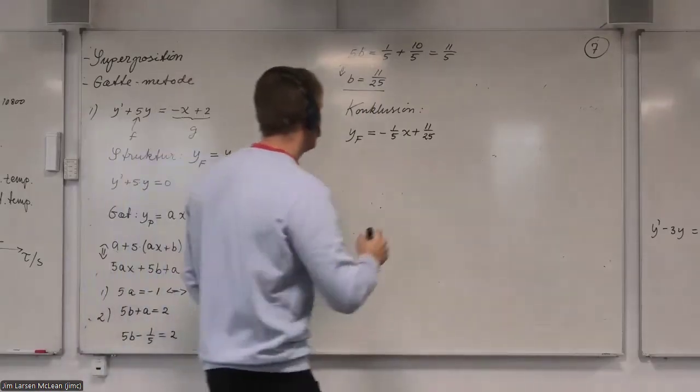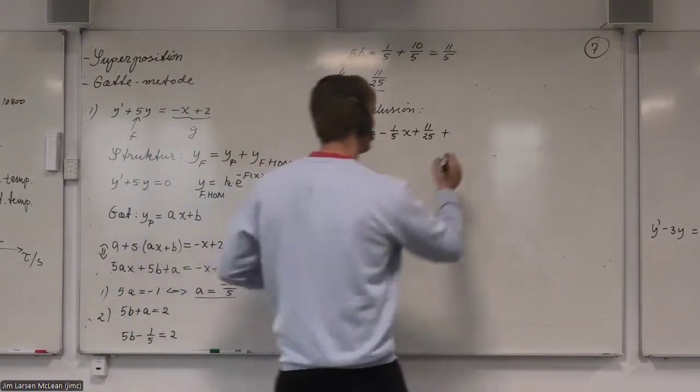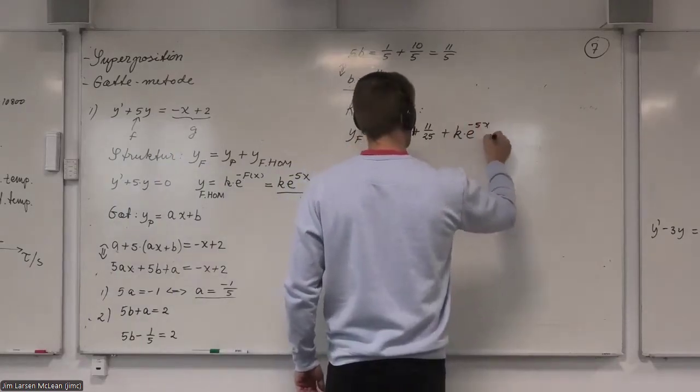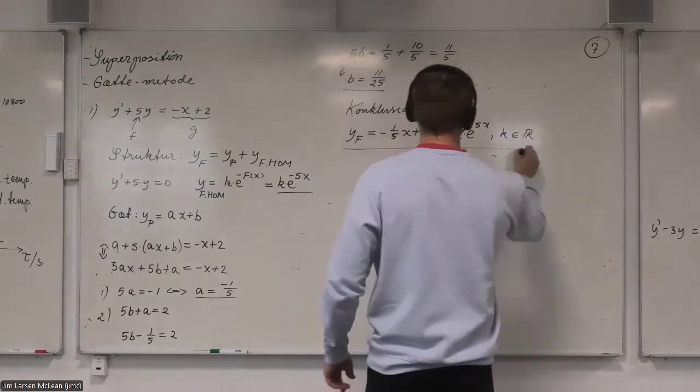And then I should add the complete solution to the homogeneous equation, which is here. So plus k times e to the power of negative 5x, where k is any real number. This is the solution.